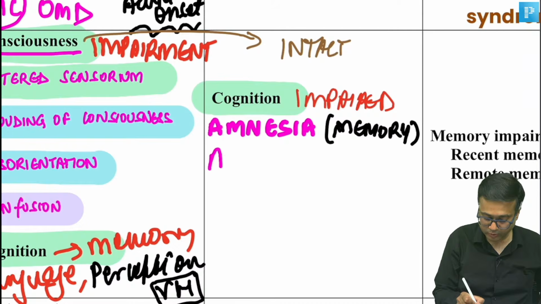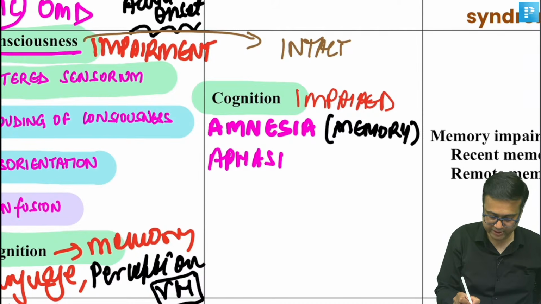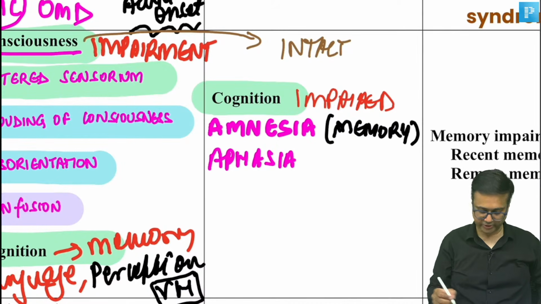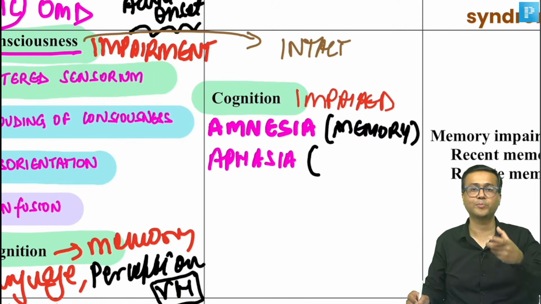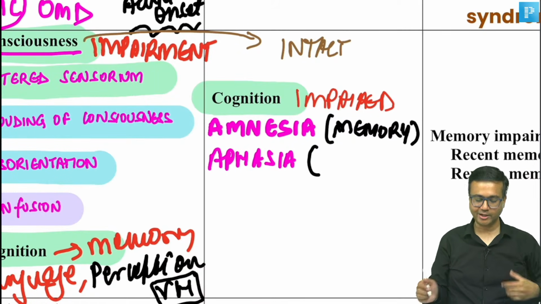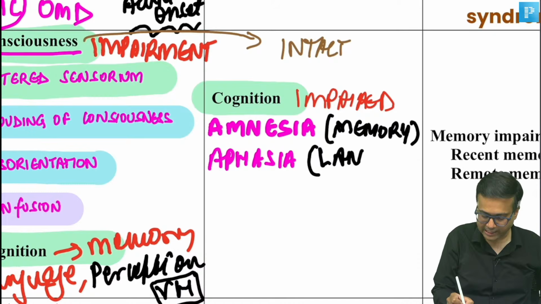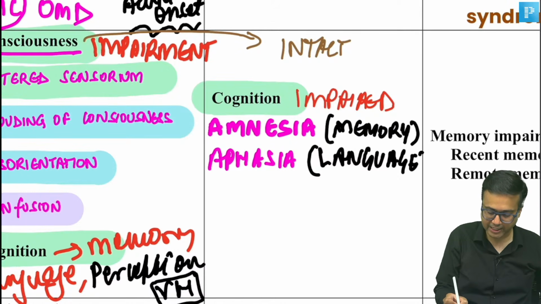Then the patient may develop aphasia. What is aphasia, beta? Very good. Aphasia means family members may complain that he is not able to use words properly. There is a problem in language. So remember, in aphasia there is language impairment.